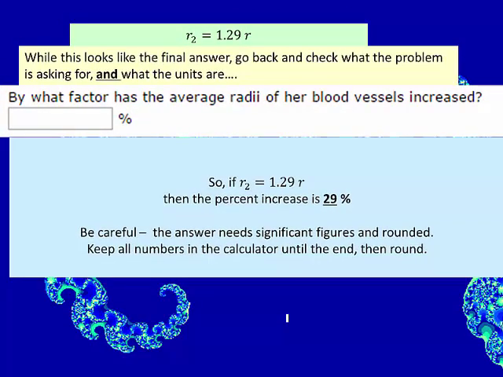And be careful when you're entering it into WebAssign. The answer needs significant figures and it needs to be rounded. Keep all the numbers in the calculator until the very end and then round.